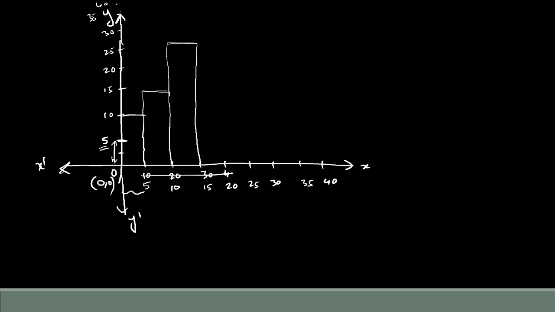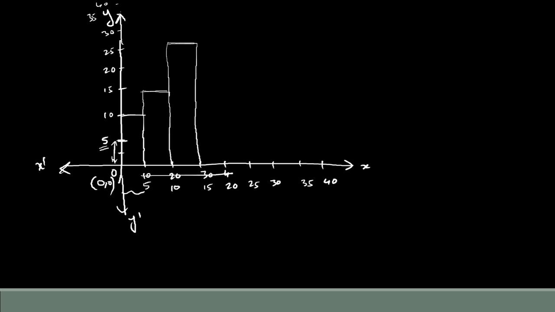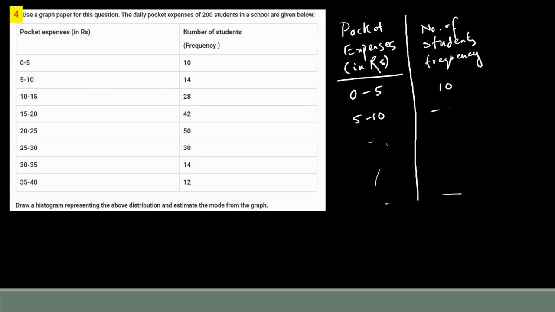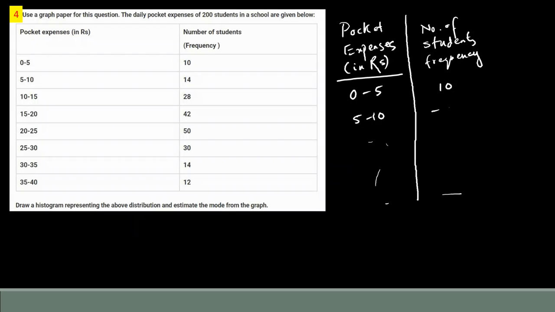So like this you will do the plot. 15 to 20, 42 number of students are there, and 20 to 25, 50 number of students. Let's say this is 42. Obviously it's not exactly 42 on the graph, but I'm saying let's say this is 42 because I don't have much space here. And let's say this is 20 to 25, which is 50 number of students. Just want to show you how you will do the problem.